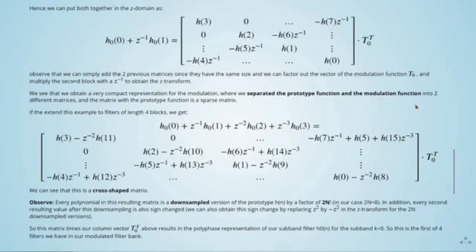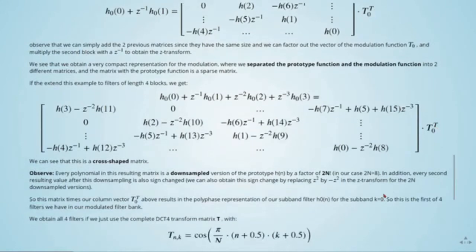If we extend this example to filters of length 4 blocks, we would get this cross-shaped matrix. Observe that every polynomial in this resulting matrix is a downsampled version of the prototype h of n by a factor of 2 times capital N. In our case, 2 times capital N is equal to 8. In addition, every second resulting value after this downsampling is also sign changed. We can also obtain the sign change by replacing z to the power of 2 by minus z to the power of 2 in the z transform for the 2 times capital N downsampled version.